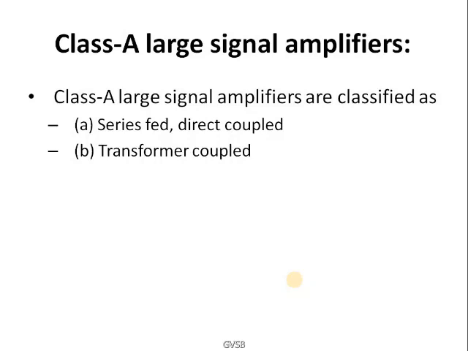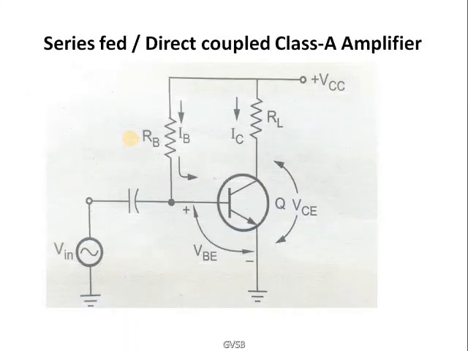Let us move to the Class A large signal or Class A power amplifiers. The Class A large signal amplifiers are classified into series fed or direct coupled Class A power amplifier, and the second classification is transformer coupled Class A power amplifier. So let us move to the series fed Class A power amplifier first, and this is the circuit diagram for series fed Class A power amplifier.